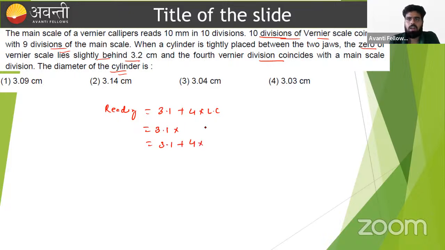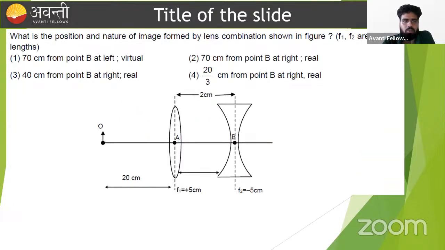The least count is given: 9 divisions of the main scale equal 10 divisions of the vernier. We can say least count is MSD minus VSD. If we solve this, it will equal 0.1. So if we solve this, the value equals 3.14 centimeter. That is the correct option. Let's move to the next question.